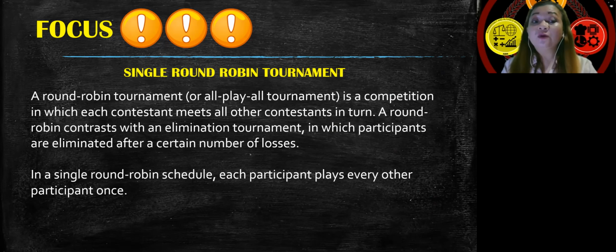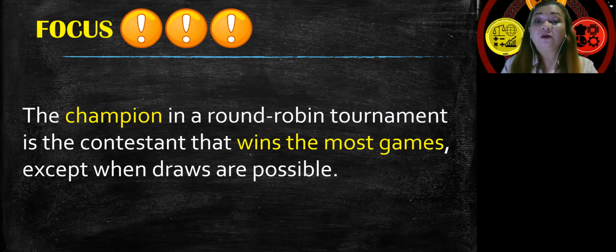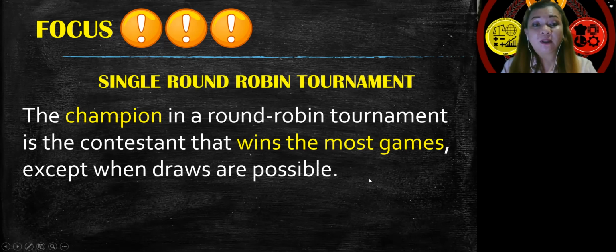In a single round robin schedule, each participant plays every other participant once only. That's why we call it a single round robin tournament, because you play once only. So how do we identify the champion? The champion in a round robin tournament is the contestant that wins the most games, except when draws are possible. So that is the single round robin tournament.